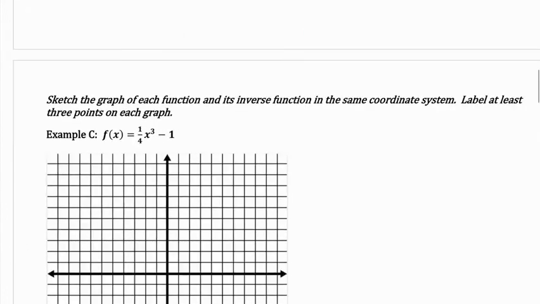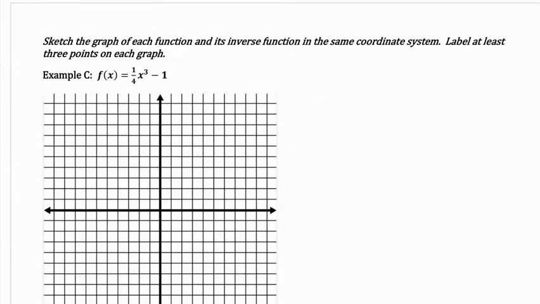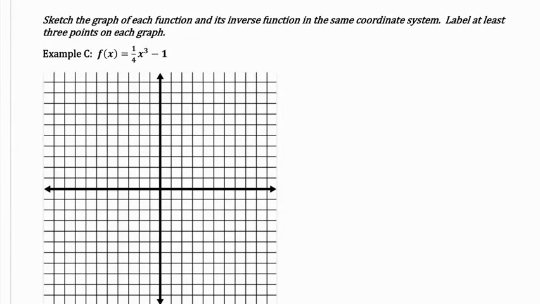All right, our next one, we'll do some graphing with inverses. It says sketch the graph of each function and its inverse function in the same coordinate system. So I'm going to graph both the function that it gives me, and I need to graph the inverse. And it tells me also I need to label at least 3 points on each graph, right? So this one I've got 1/4 x cubed minus 1.